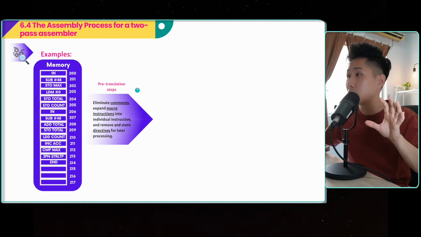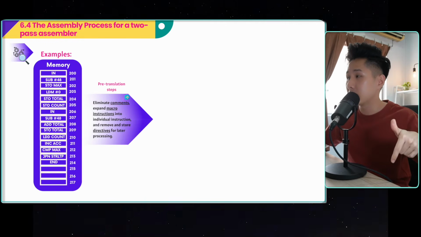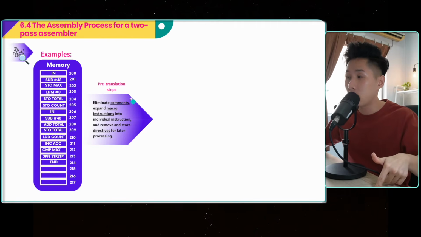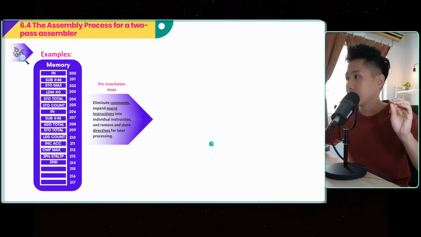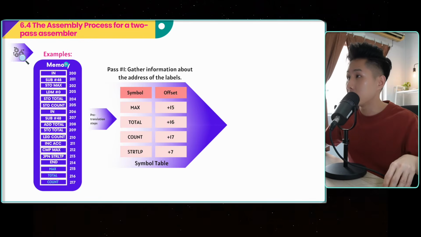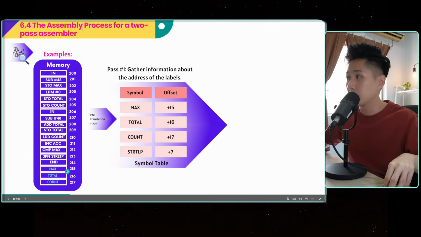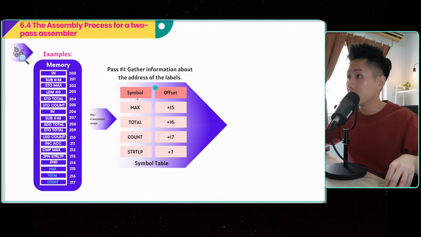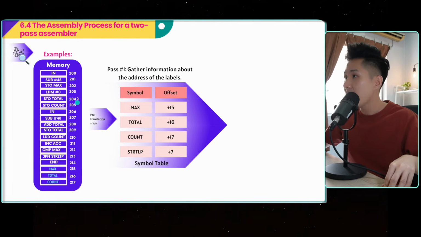An assembler will usually do pre-translation steps to eliminate comments, expand macro instructions into the individual instructions, and remove and store directives for later processing. So that's not even the first pass yet. In the first pass, it will go through the entire code and gather information about the addresses of the labels. Look, there are a few labels here: max, total, count, and str, TLP. And then it will find the offset of each.